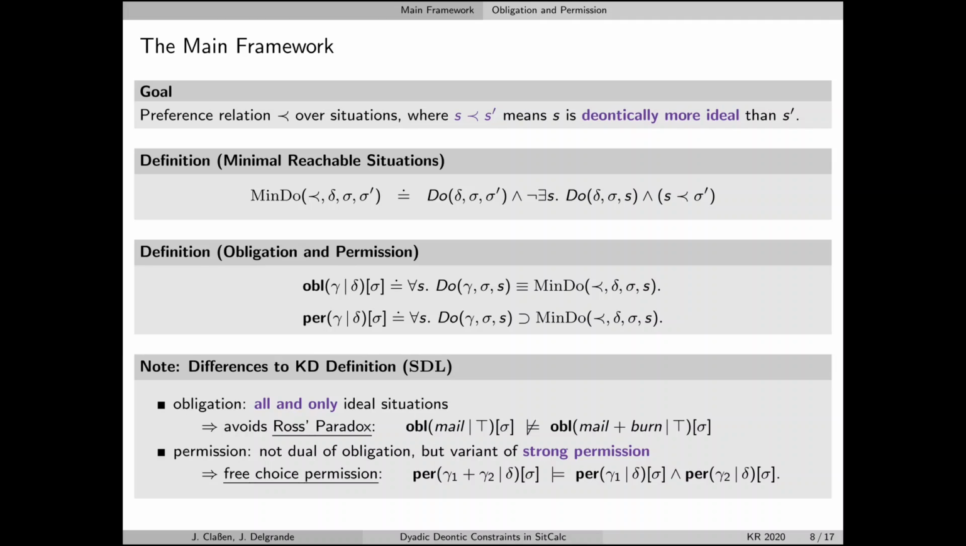Similarly, permission here is not the dual of obligation, but a variant of strong permission, which has the effect that non-determinism indeed encodes a free choice for the agent, and that the permission for choosing between gamma 1 or gamma 2 is the same as having both the permission for gamma 1 and gamma 2.